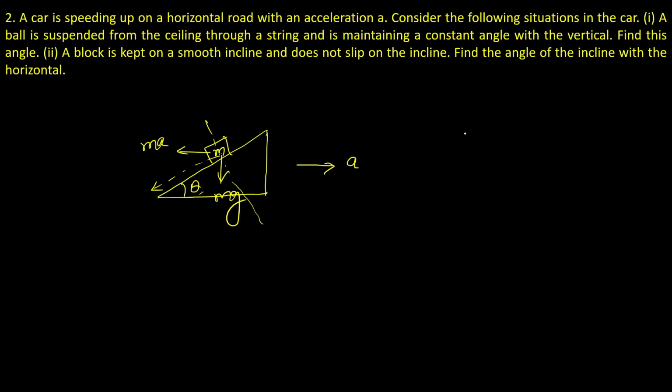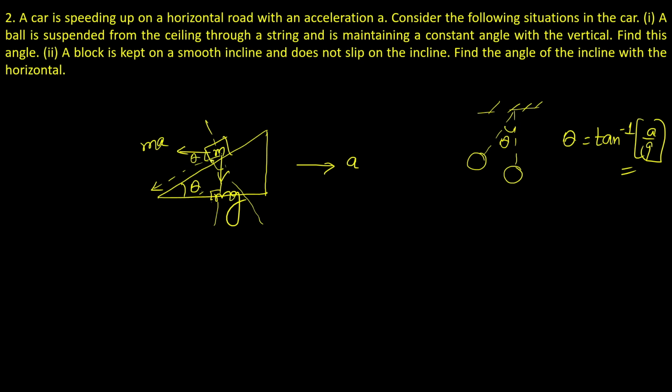So in the first situation, when the string was having some angle with the vertical while the car is moving, our theta angle was tan inverse of a upon g. Yeah, that was the first situation. In this situation, let us divide the components. This is theta, this is 90, this is 90 minus theta. So this will be theta because that is again 90. So if this is theta, then this will be ma cos theta, and this is ma sin theta. And here this is mg, so in this direction mg sin theta, and here in this direction mg cos theta.